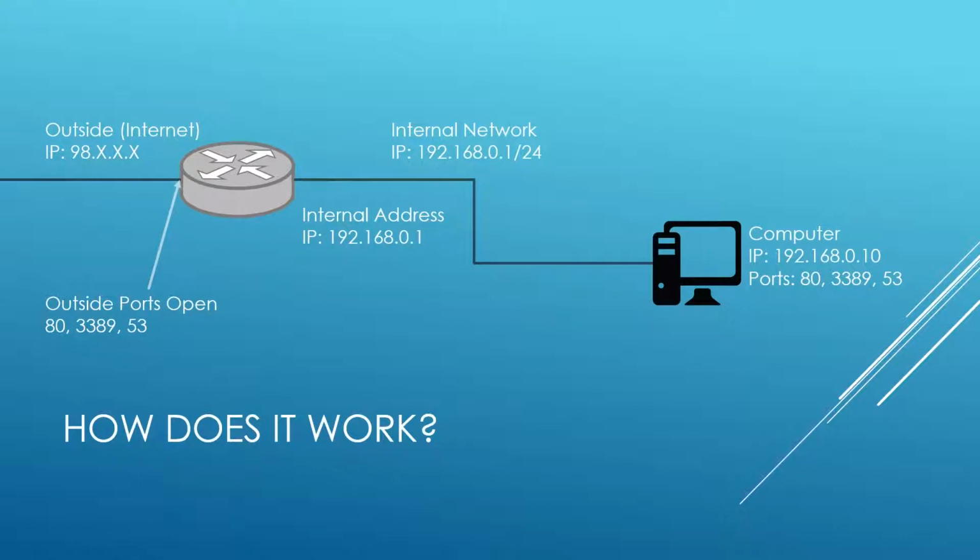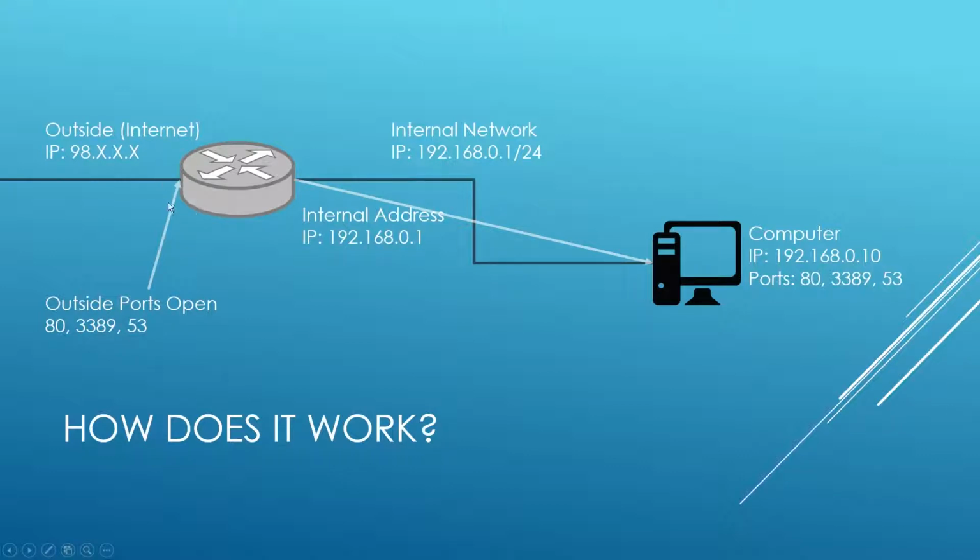In my case, I have a D-Link. I'm not going to be showing you today, but you're going to basically open up these ports and point them to the IP of your computer or the server or whatever the device is. In this case, the ports 80, 3389, 53 will be going to the IP of 192.168.0.10 through our router. Then from our router, it's going to point actually to that IP.